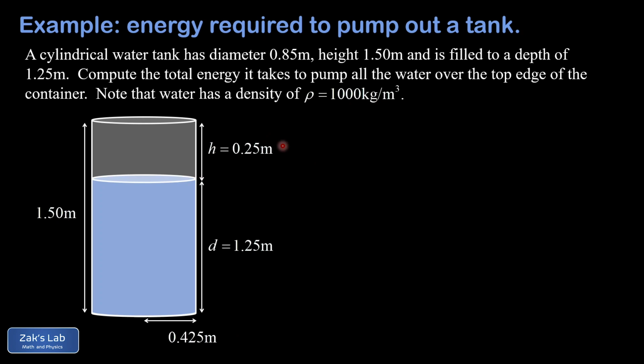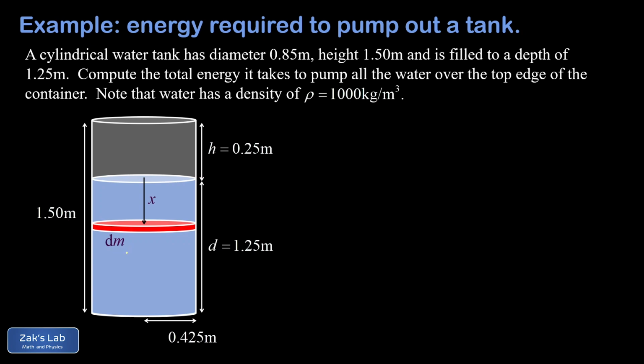And then we're left with a gap above the surface of the water of an additional 0.25 meters. So the basic strategy of the problem is that we're going to slice this water into thin disks that have an infinitesimal mass, and we're going to compute the total gravitational potential energy increase for each of those disks to get them to the top edge of the tank. And then we'll add up those potential energy contributions for every disk of water all the way from the surface down to the bottom of the tank.